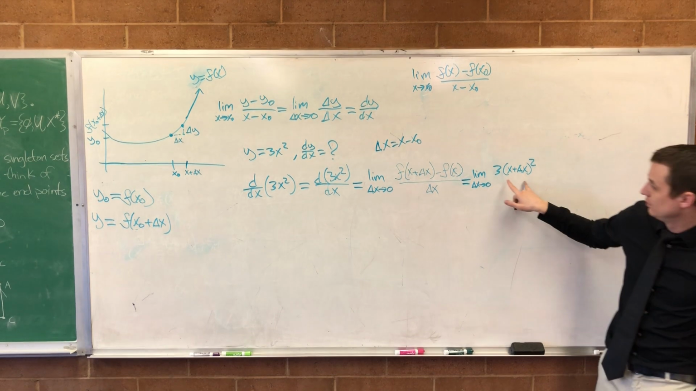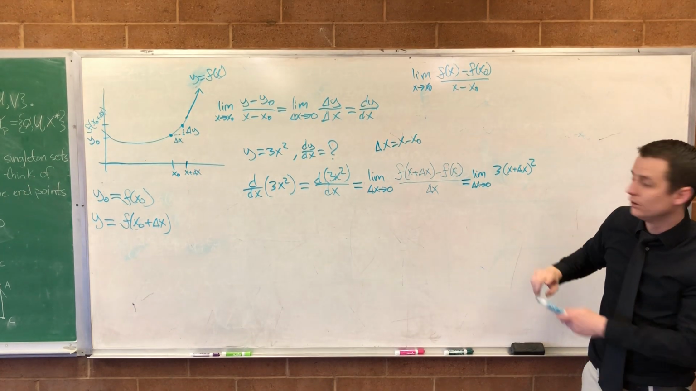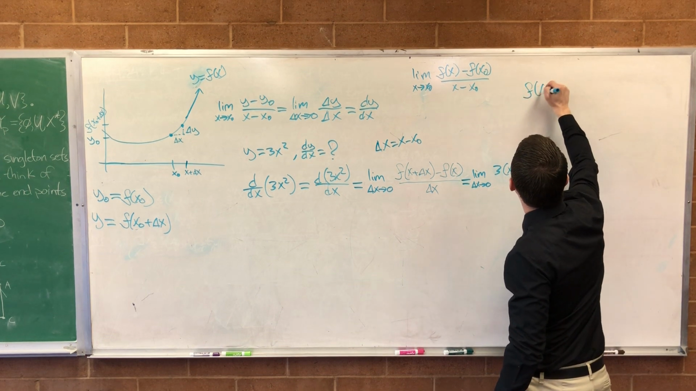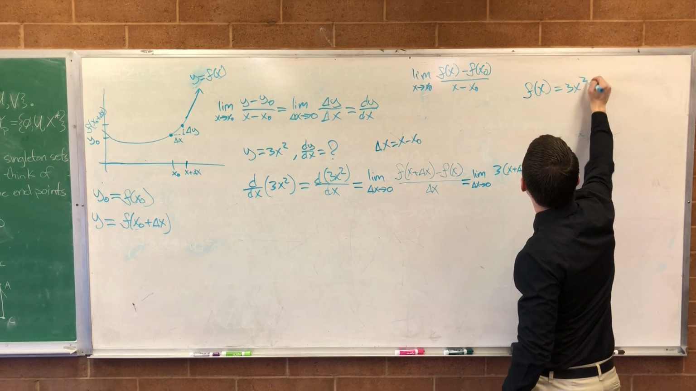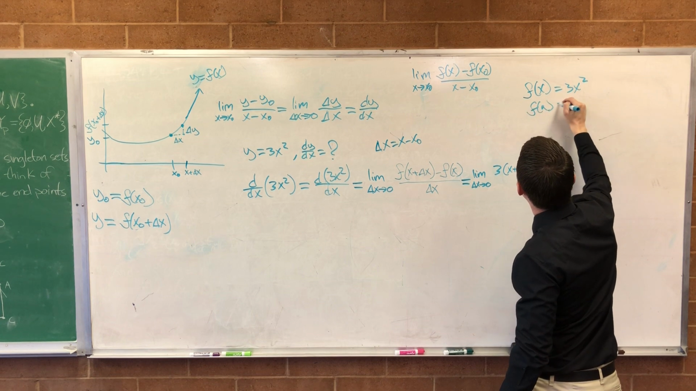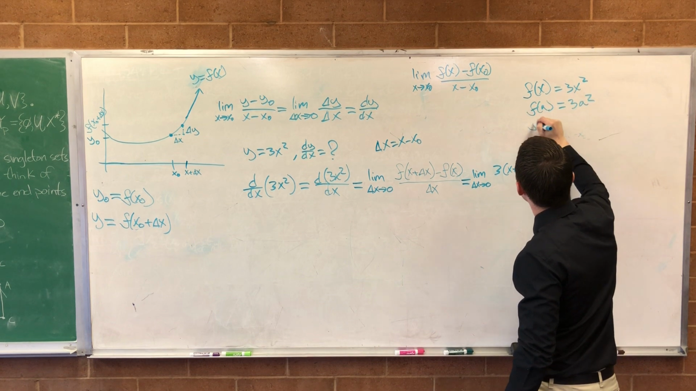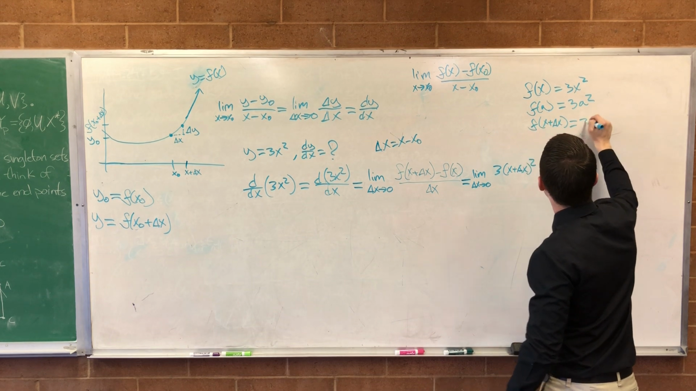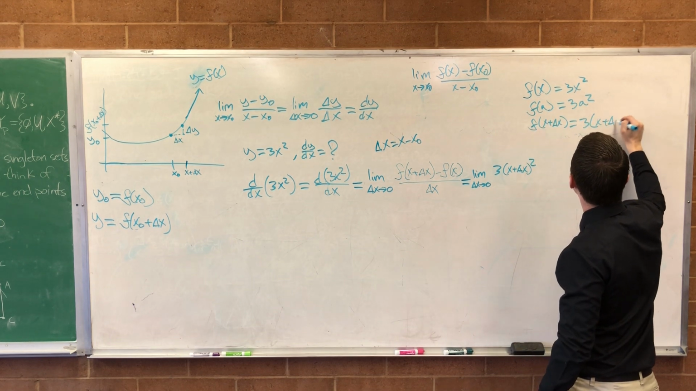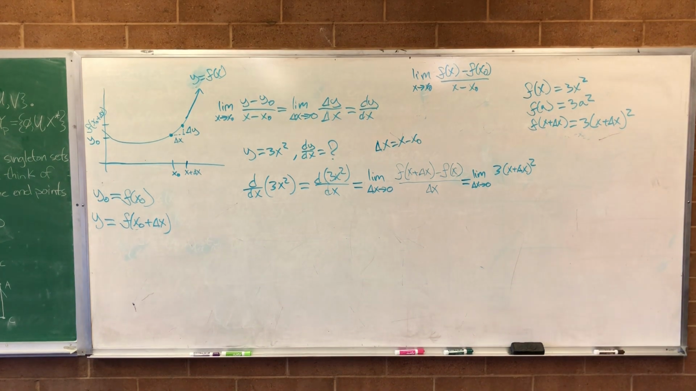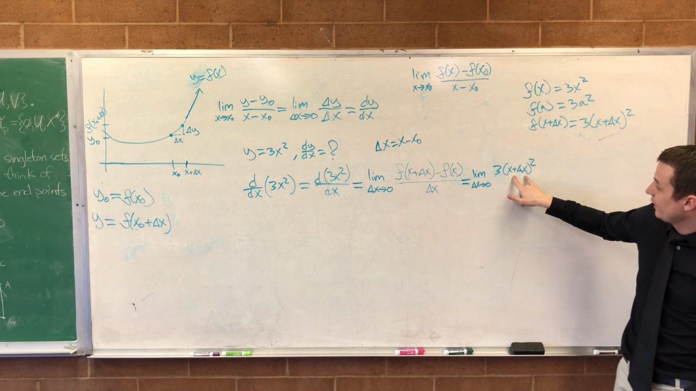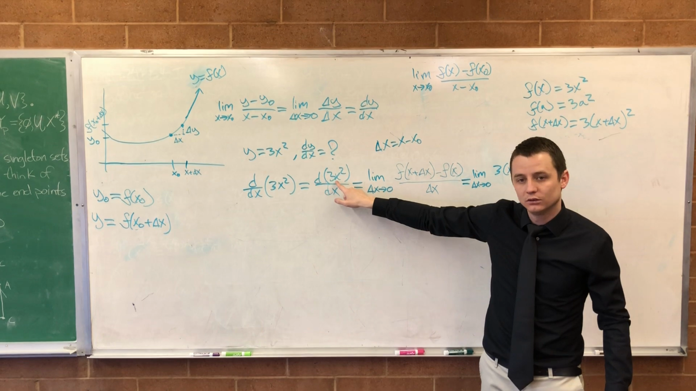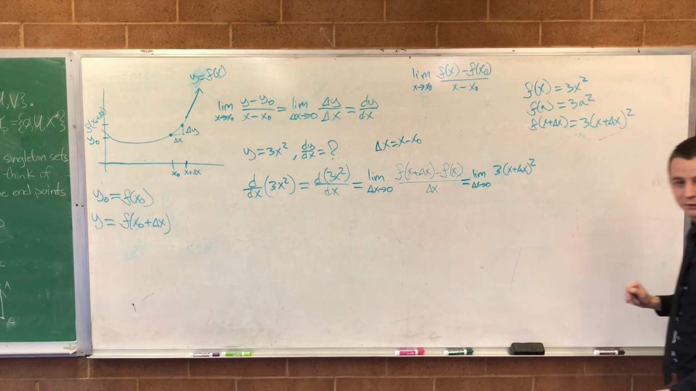If f of x is equal to 3x squared, then f of a is equal to 3a squared, and f of anything, x plus delta x, is equal to 3 of that thing squared. So we're just plugging that in for x into this function. Does that make sense now? Yeah.